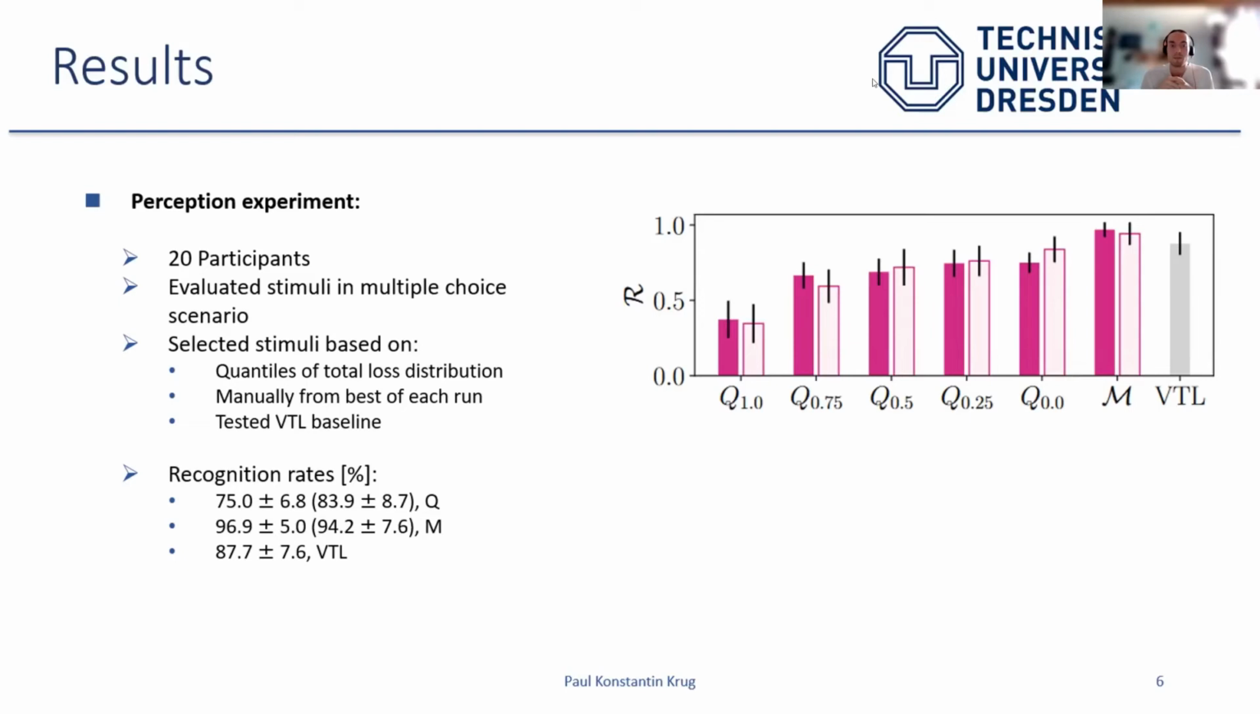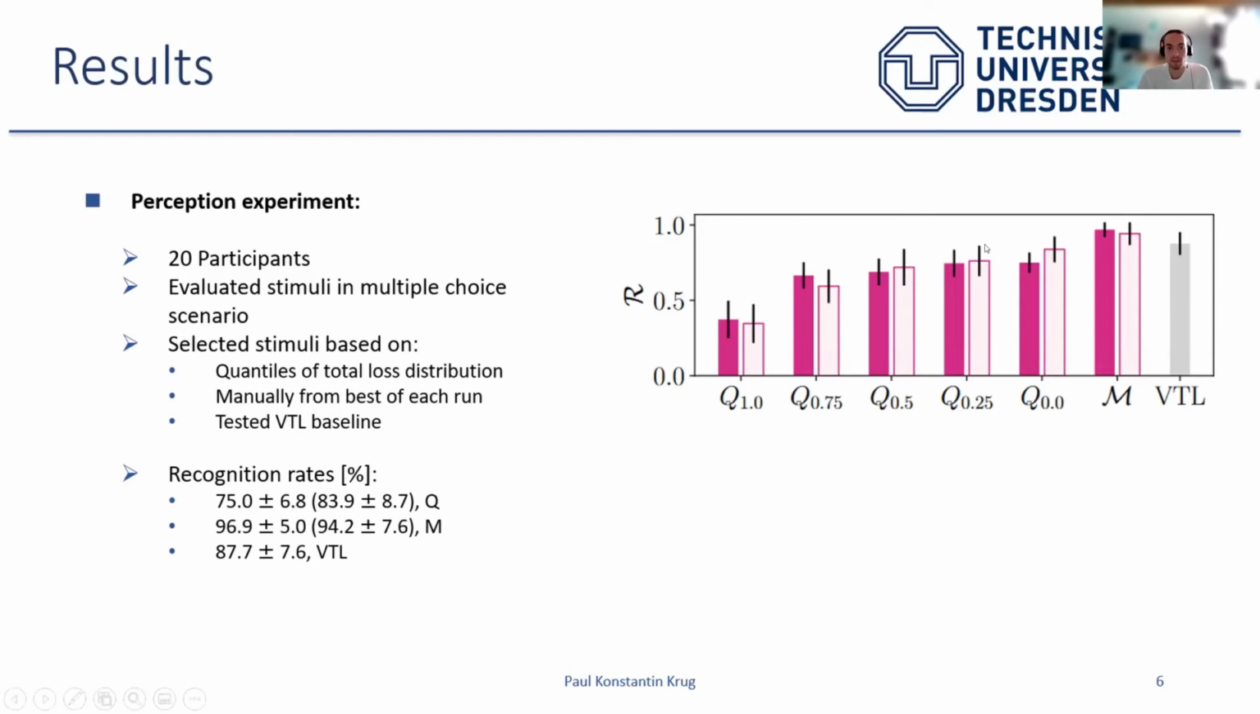listening experiment. This listening experiment was carried out with 20 German native listeners, and they evaluated these stimuli in a multiple choice scenario. So you would hear a vowel, and then you could select one of the vowels, or you could select, I didn't understand. The same was done with the syllables.